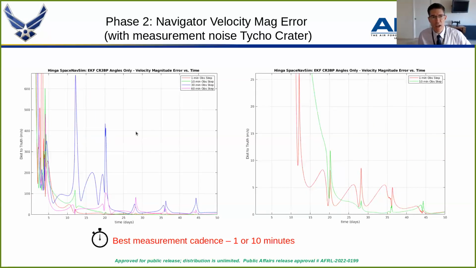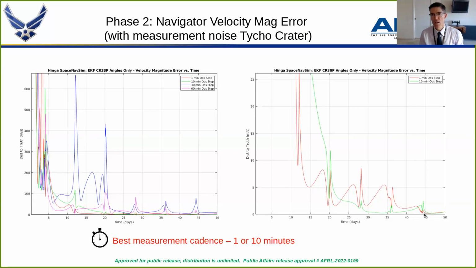Let's look at the velocity magnitude. Again, we see similar behavior with 1, 10, 30, 60 tempo. Again, 1 and 10 minute measurement steps do well. If we zoom in on the 1 and 10, we can see some behavior here. It looks like the 1 minute may look better than the 10 minute.